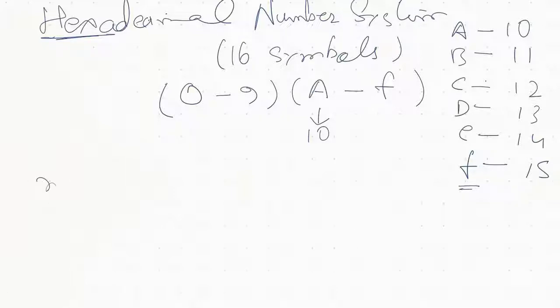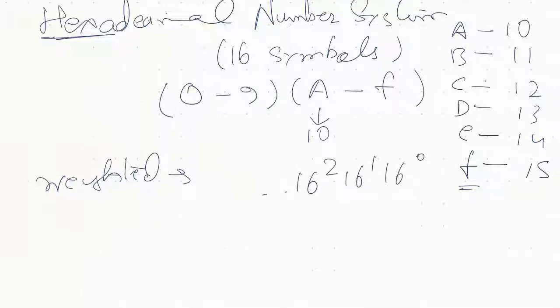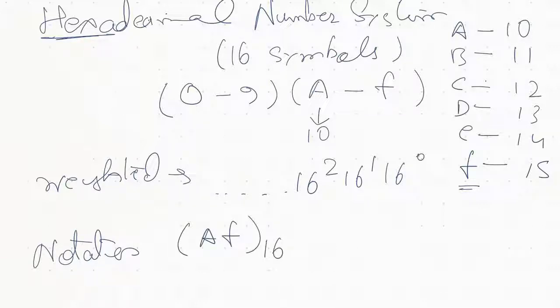Again, if we talk about the positions, as it is a weighted code, it will have positions, that is 16 to the power 0, then 16 to the power 1, 16 to the power 2, and it will keep on going just like that. The notation used to represent a hexadecimal number is similar to, suppose, AF16.